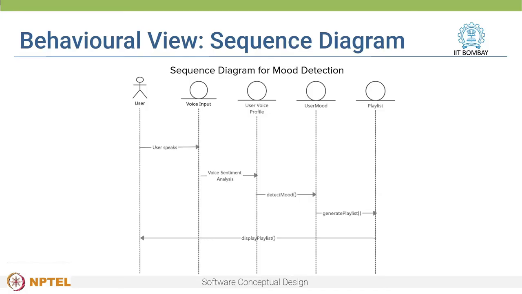The behaviors corresponding to the requirements of a system can be implemented using sequence diagrams. The diagram on this slide represents the sequence diagram, which describes the behavior of the mood detection requirement for the mood-based music player system. The classes from the class diagram are represented in the sequence diagram on the top. And they have parallel vertical lines called the lifelines.